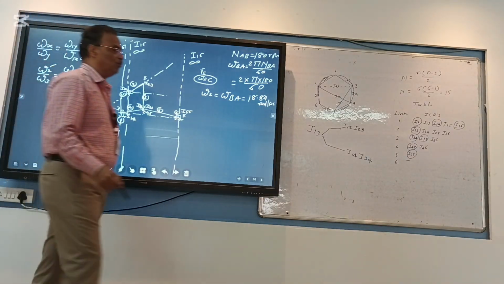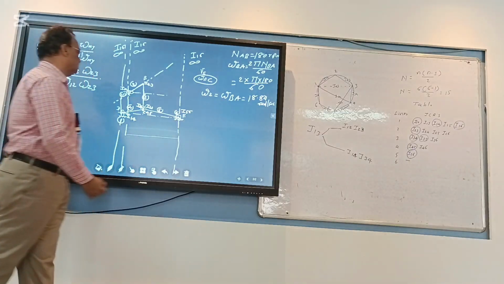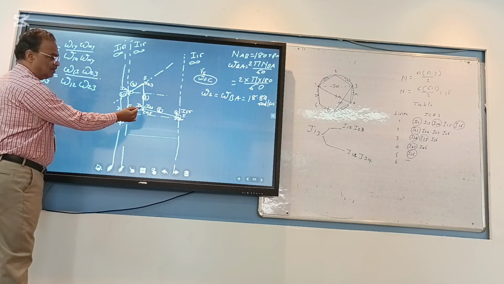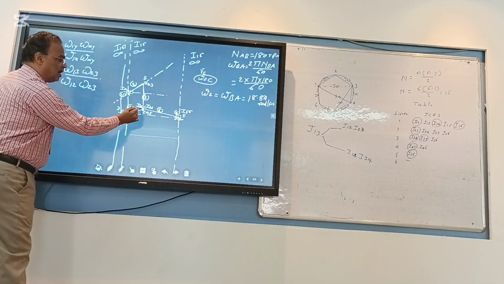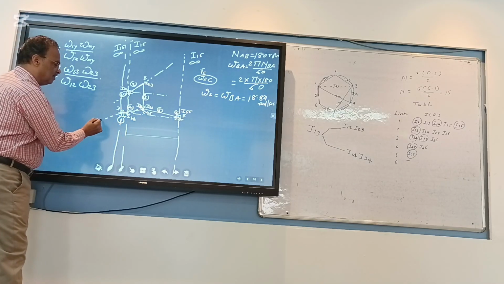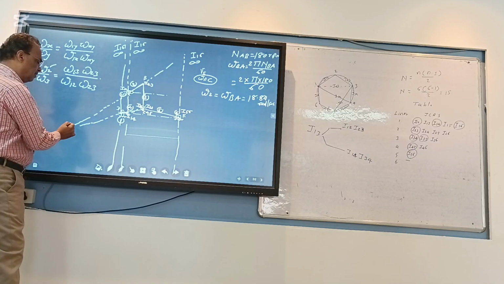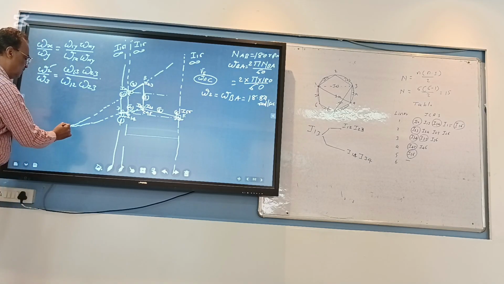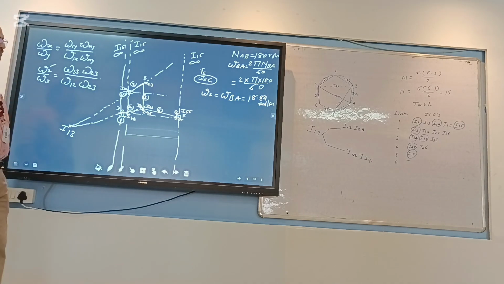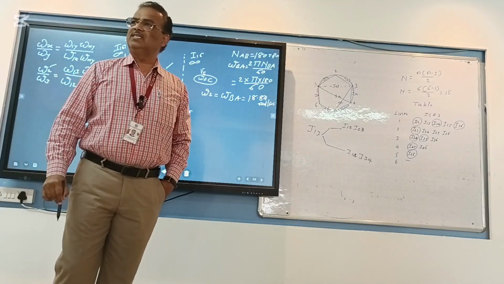Treat the other one: 1, 4 and 3, 4. Where is the 1, 4? Where is the 3, 4? They are here. So I extend the line from 3, 4 and 1, 4. And this is my ICR 1, 3. Now I got the ICR 1, 3.